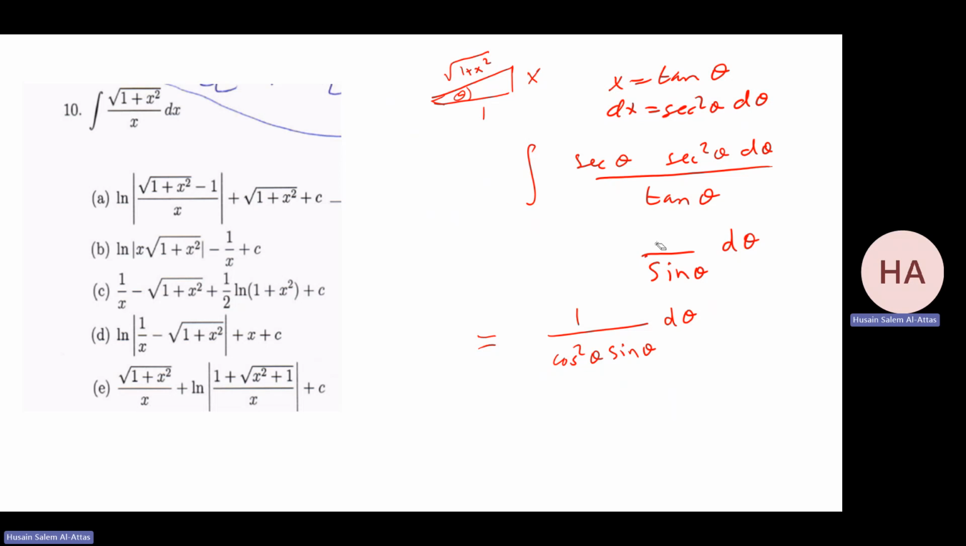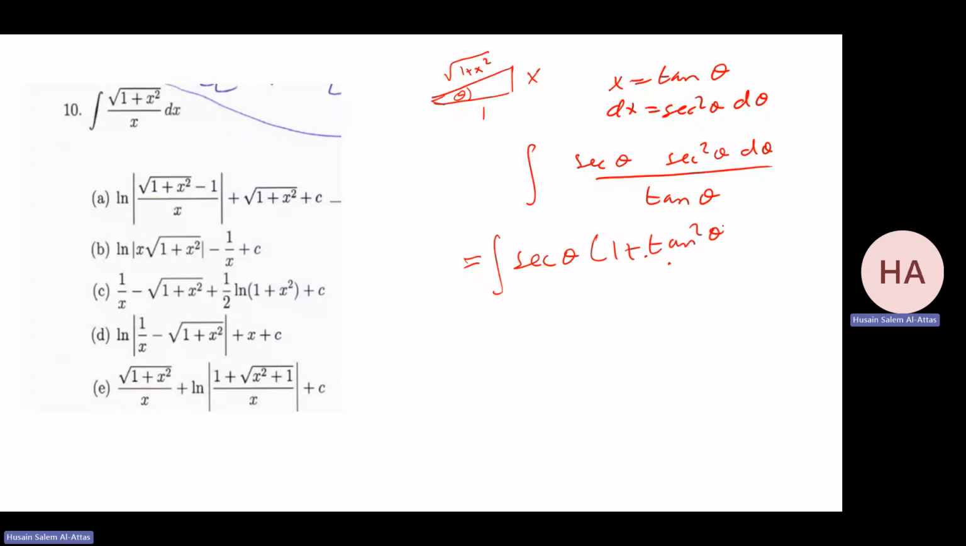What I will do, I will write secant square. I have 1 plus tan square, this is secant square. So write secant square as 1 plus tan square theta over tan theta d theta. Okay. So I have what? I have secant over tan plus secant tan theta d theta.